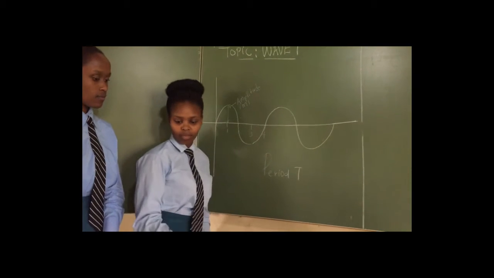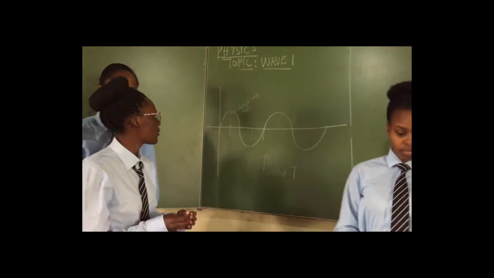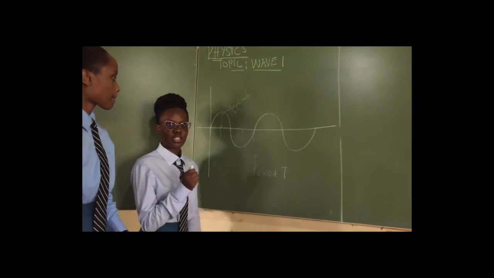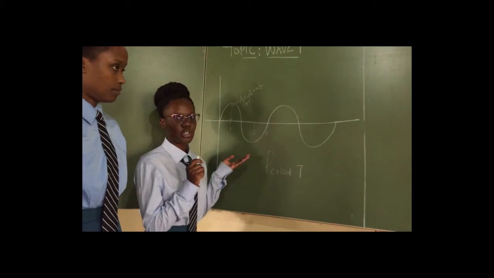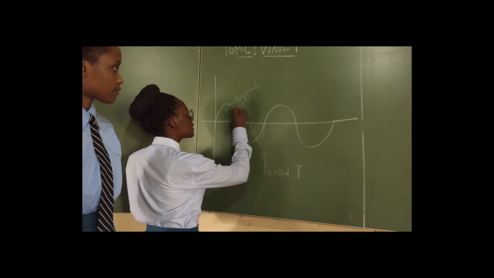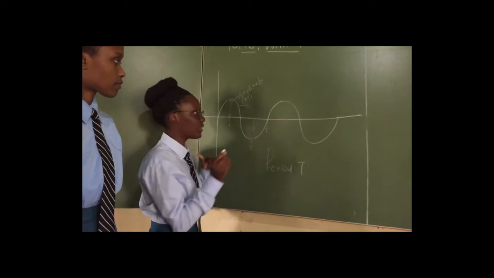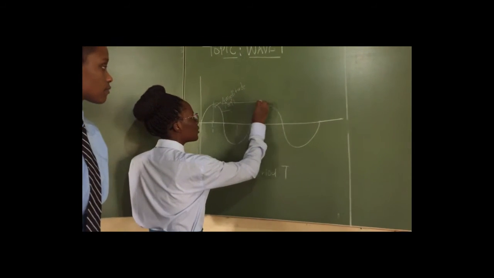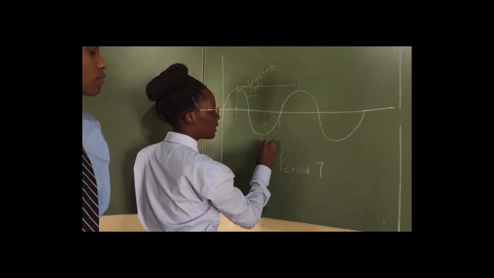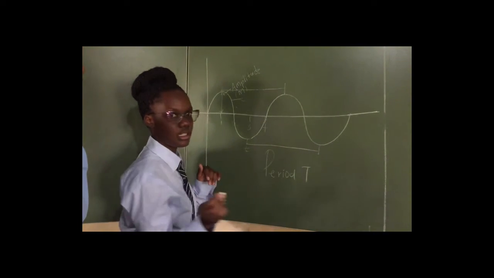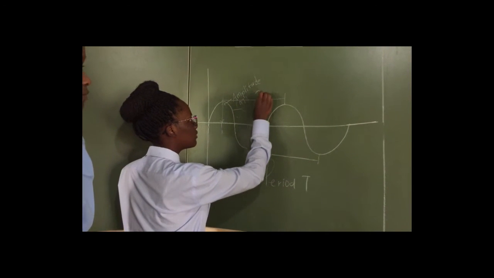Period is denoted by T. We also have the wavelength, which is the distance between two crests or two troughs, where this is the crest and this is the trough. So our wavelength will start from here to here, or from this point to this point, and it is denoted as lambda.